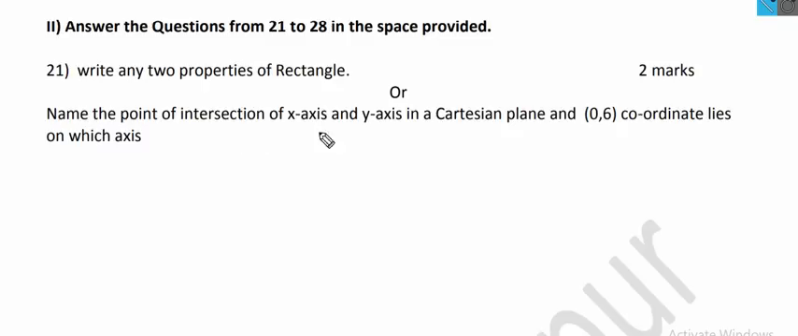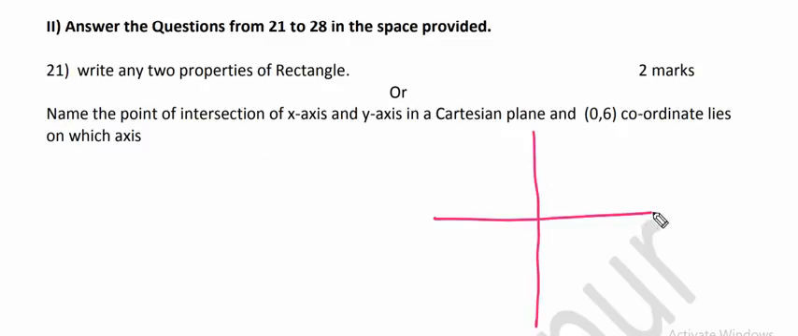Name the point of intersection of x-axis and y-axis. In video one, I have already told you. This x dash is the x-axis, here y dash is the y-axis. So here we have to take the point of intersection. This one is the point of intersection. This point has 0, 0 value, x is also 0, y is also 0. So therefore this is called the origin of the graph. The name is origin. And how do we locate the 0, 6 coordinate, on which axis does it lie?